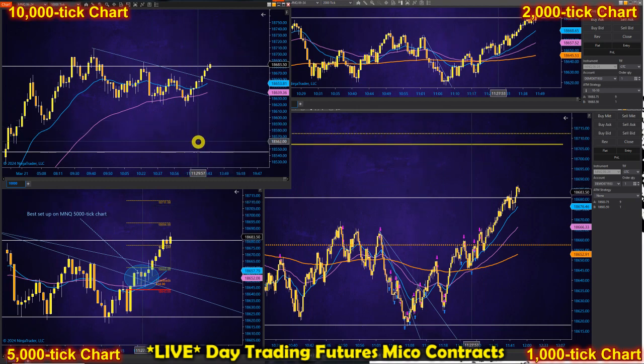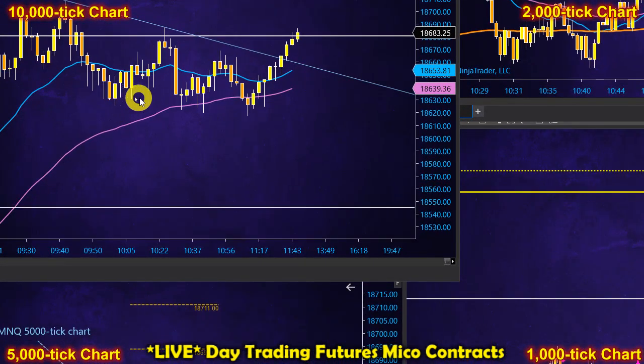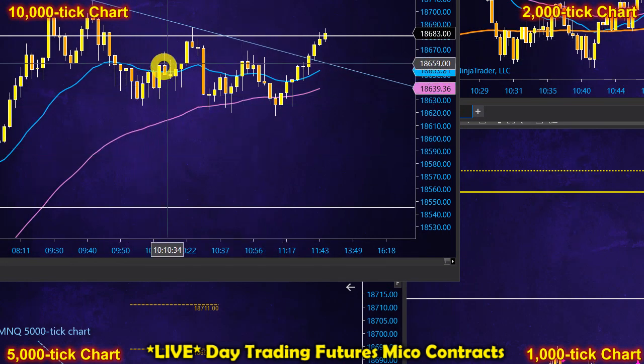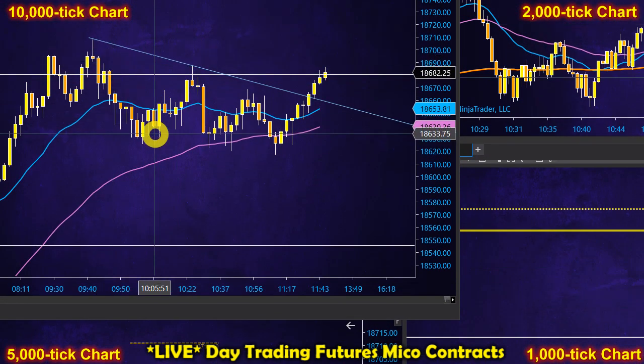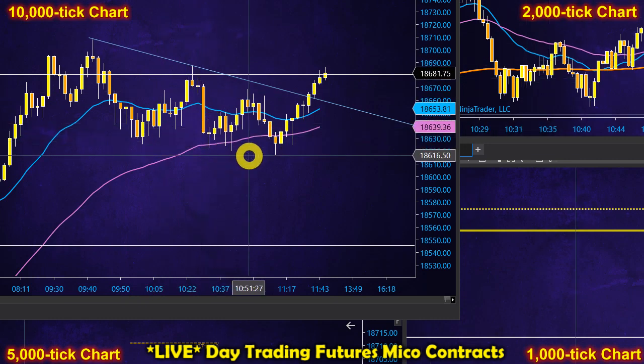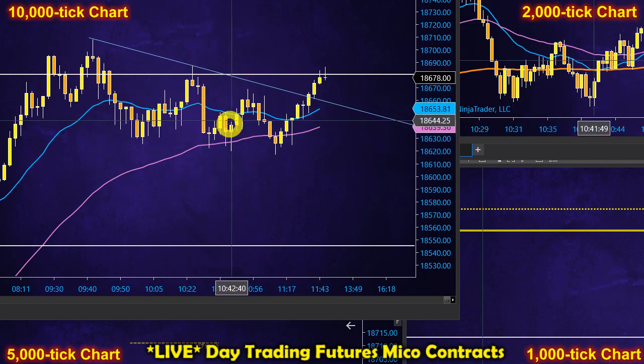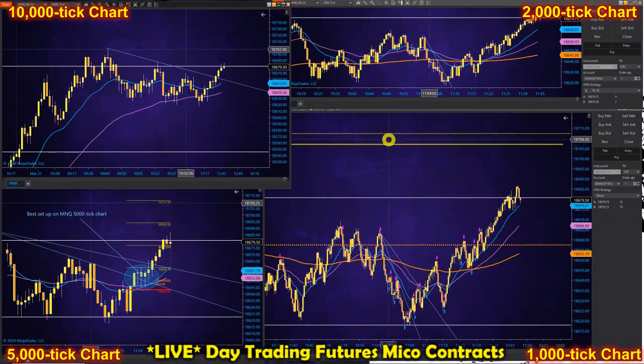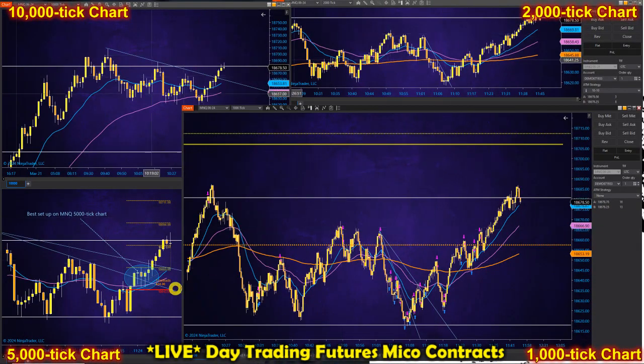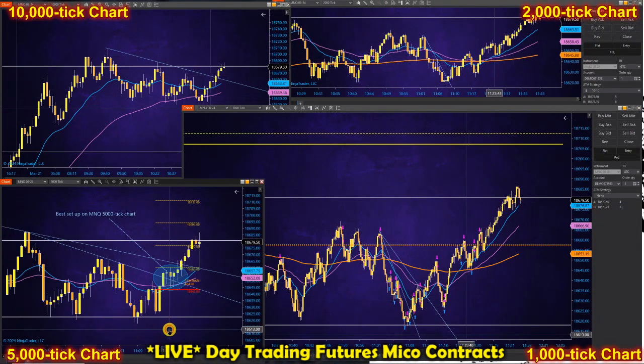The problem with it today is that it's been ticking down just a little bit lower each time it comes down. So if you didn't take your one-to-one return on these trendline breaks, you would have been stopped out. And there were several opportunities, and they all looked good. The problem is it's real choppy, so you have to take your one-to-one return.